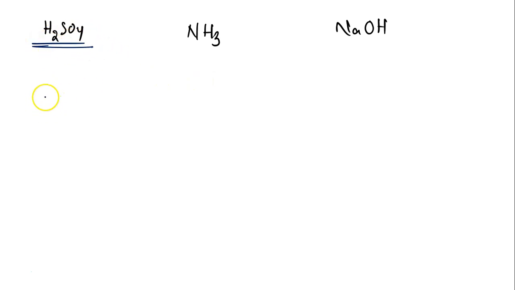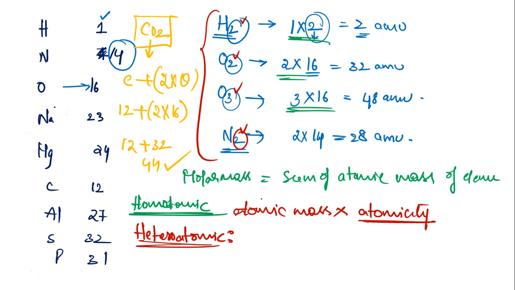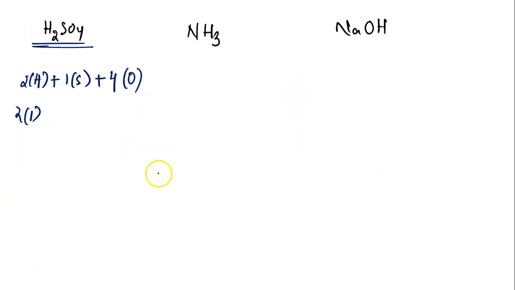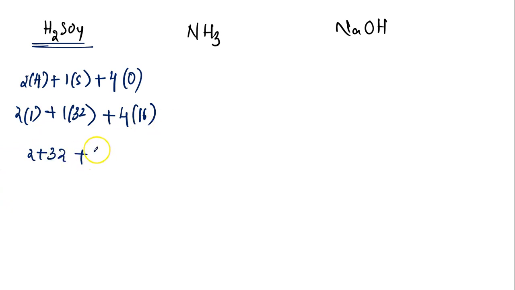H2SO4. What all do I have? Firstly, this is heteroatomic, so I have to sum the atomic masses of all the elements. How many atoms do I have? I have 2 hydrogens, 2 into hydrogen, plus 1 sulfur, 1 into sulfur, plus 4 oxygens, 4 into oxygen. Now, what is the atomic mass of hydrogen? It's 1. How do we know? We have to learn this chart that's written over here. And what is the atomic mass of sulfur? Sulfur is 32, plus 4 into oxygens, each oxygen is 16. Simplifying, it is 2 plus 32 plus 4 16s, which is nothing but 64. All together H2SO4 is 98 atomic mass units.